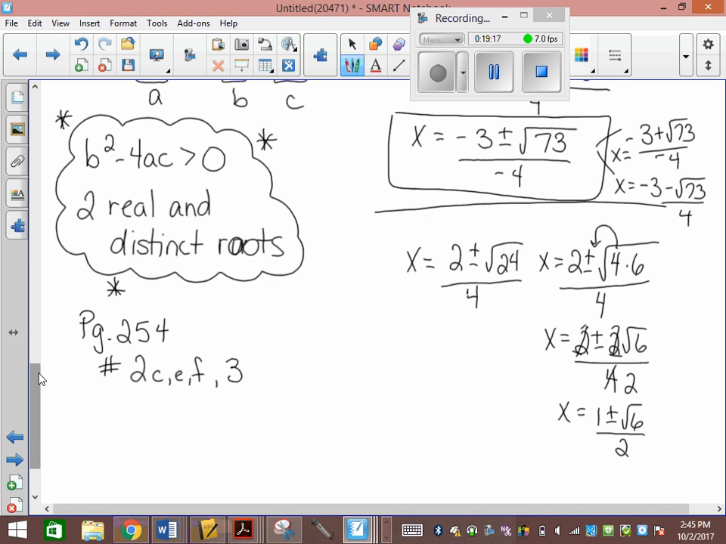Number 3 says exact roots. So do I turn them down to decimals if I can? No. Number 4 says use the quadratic formula to solve each equation and express your answer to the nearest hundredth. Do you keep it as a radical? No, you go to the nearest hundredth. And number 5 wants the exact value and nearest hundredth.